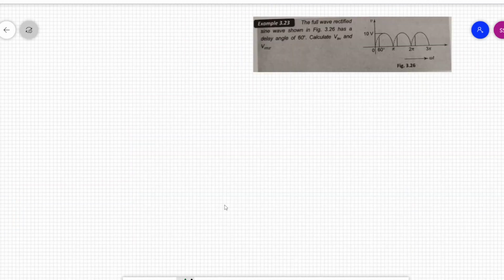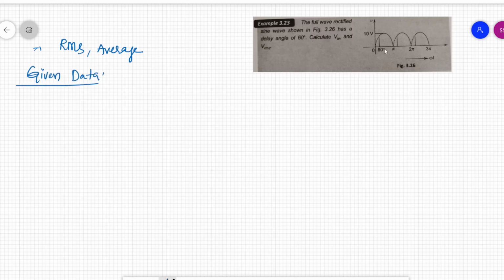Okay, so it has a delay angle of 60 degrees. Then we need to calculate the average value and RMS value for the given waveform. So let us write down the function here. We need to find RMS and average values. So what is the given data here? Given data is we have the peak value of the waveform, that is Vm is 10 volts, and the function v of t is repeating from 60 degrees to pi.